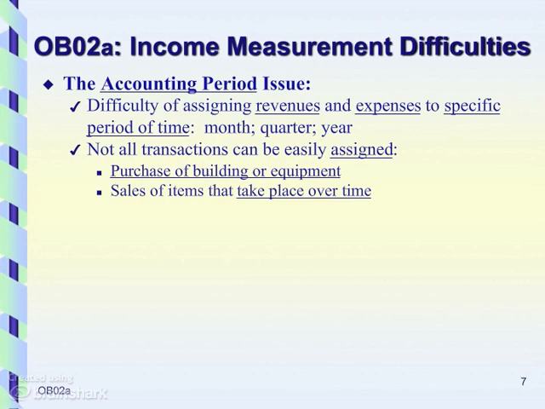has to do with the fact that not all transactions can be easily assigned. So for instance, let's say you have the purchase of a building or equipment. These items will be used for many periods, maybe even many years. So the question comes up, how do you allocate the expense or cost of that item over multiple periods.